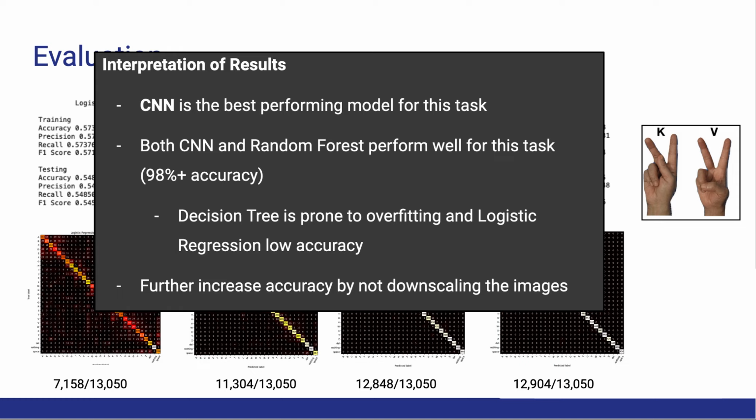So just to summarize the results, the CNN performed the best, but random forest was also very effective, whereas the decision tree was being overfit, and logistic regression was just fairly low accuracy in comparison. And then despite having nearly 98%, there's still some examples where in ASL, I have an image on the right here, you can see K and V. They're just very similar, and downscaling them, I think, makes it hard for the CNN to distinguish between them.